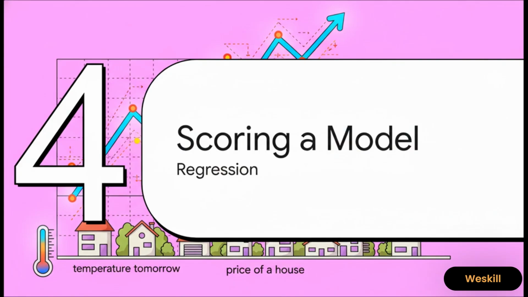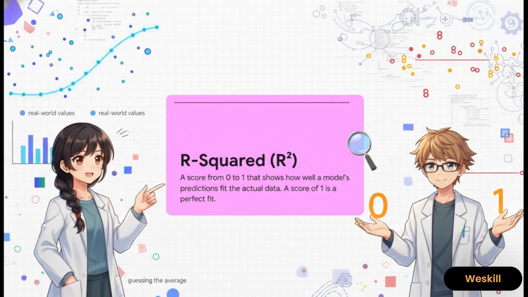What if your model isn't predicting a category, but a number, like the price of a house or what the temperature will be tomorrow? That's called a regression model. And for that, we need a totally different grading system. For regression, one of the most important scores is called R-squared. Now, you can ignore that complicated definition for a second because the idea is actually pretty simple. It's a score between 0 and 1, and it just tells you how well your model's predictions line up with the actual real-world data. A score of 1 is a perfect fit. A score of 0 means your model is completely useless, no better than just guessing the average every single time.